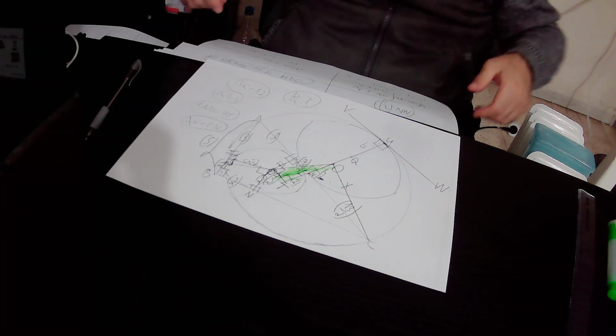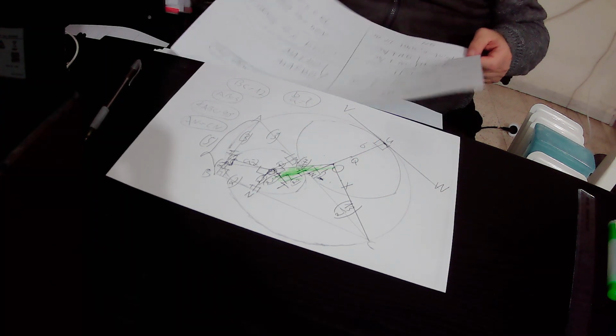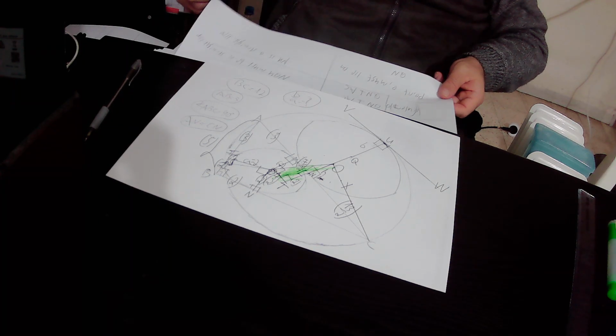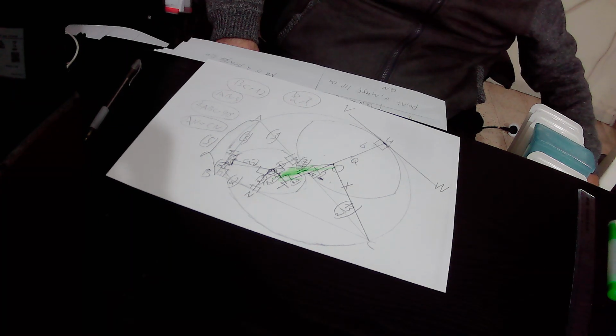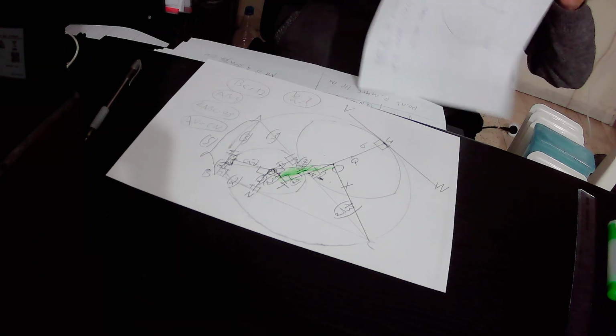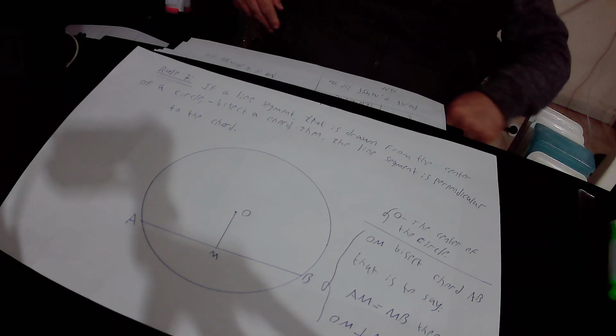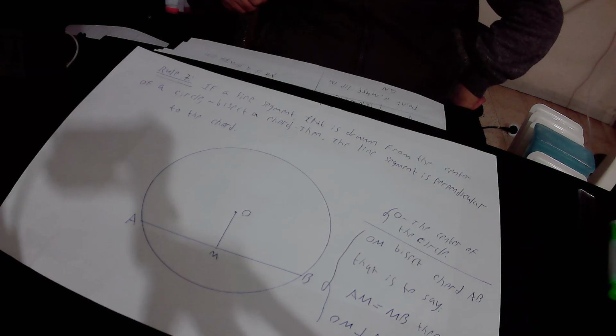Okay, then I presented to you rule number 7 and we implement rule number 7 in our drawing. According to rule number 7, if a line segment that is drawn from the center of a circle bisects the chord, then the line segment is perpendicular to the chord.